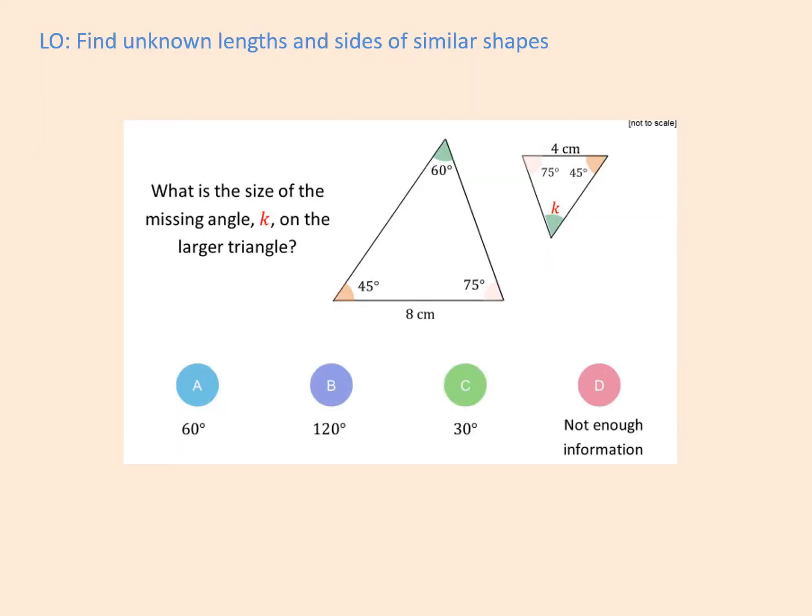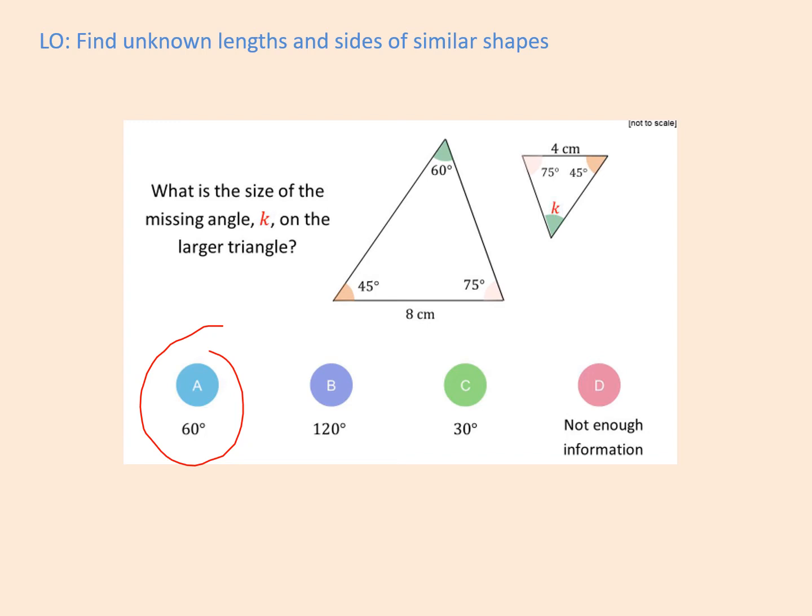So let's have a quick quiz then. It says, what is the size of the missing angle K on the larger triangle? Pause the video, have a think. What do you think it will be? Bear in mind that you can actually rotate the triangle round. Well done. That's 60, isn't it?